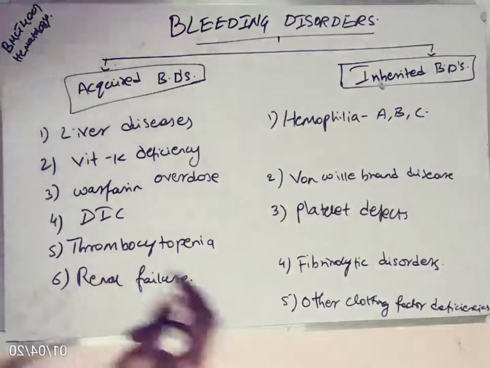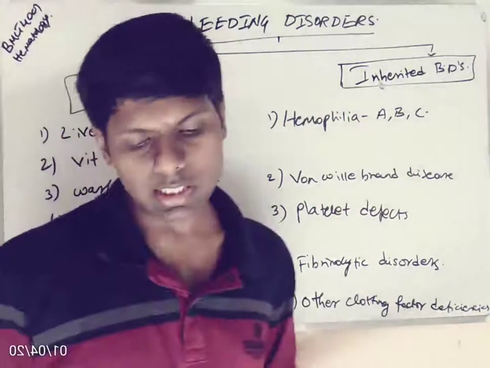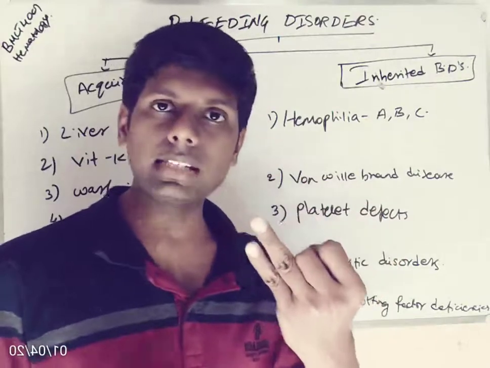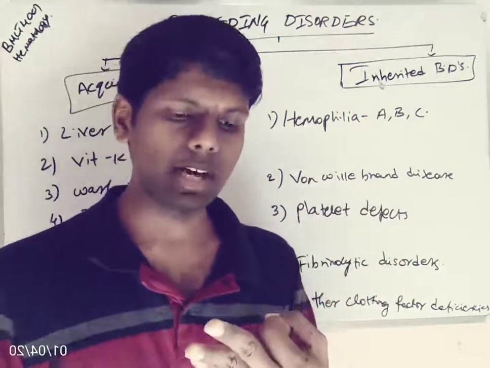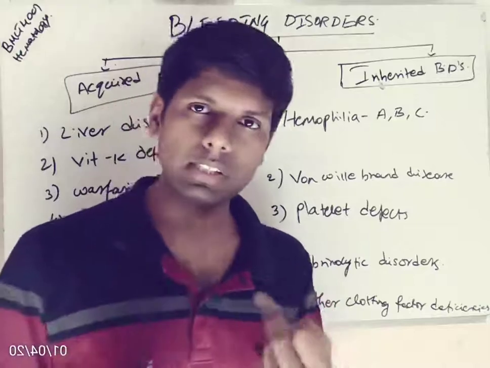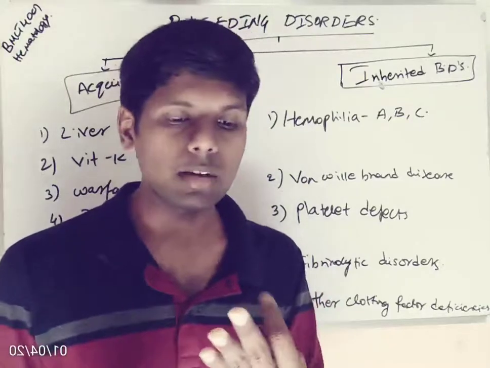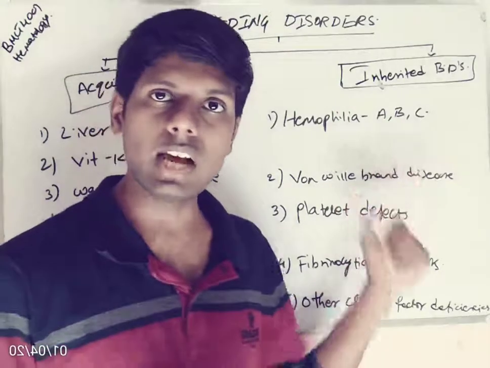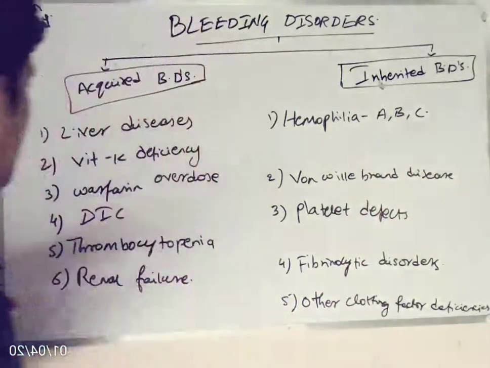So liver diseases obviously will cause bleeding disorders. How do we get liver diseases? Liver disease can be acquired due to alcohol consumption, viral attacks such as hepatitis, or other conditions like drug toxicity or some chemotherapies. These will cause liver problems, and that in turn affects bleeding. So one is liver diseases.